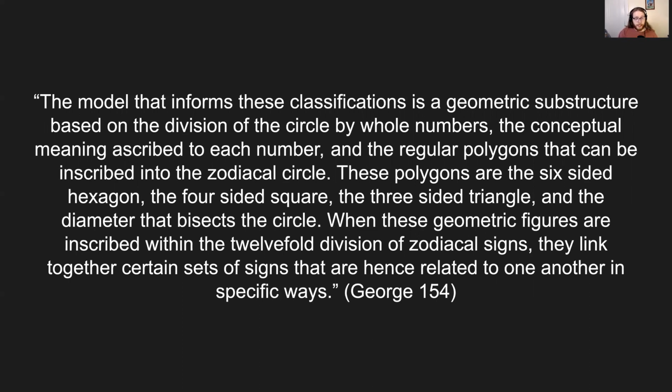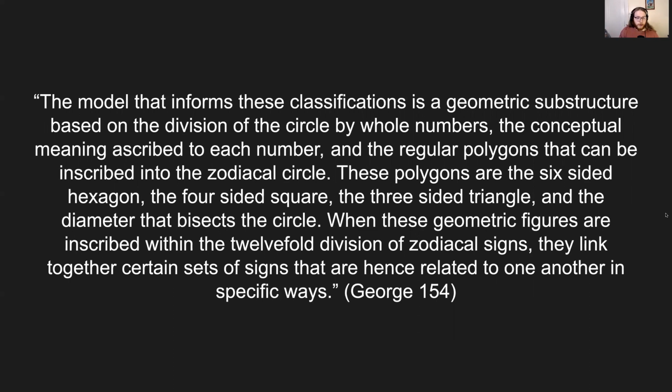These polygons are the six-sided hexagon. That would be the sextile. And I'll show you guys, I'll draw out all of these as we go forward. These polygons are the six-sided hexagon, the four-sided square, that would be obviously the square, the three-sided triangle for the trine, and the diameter, which bisects the circle.